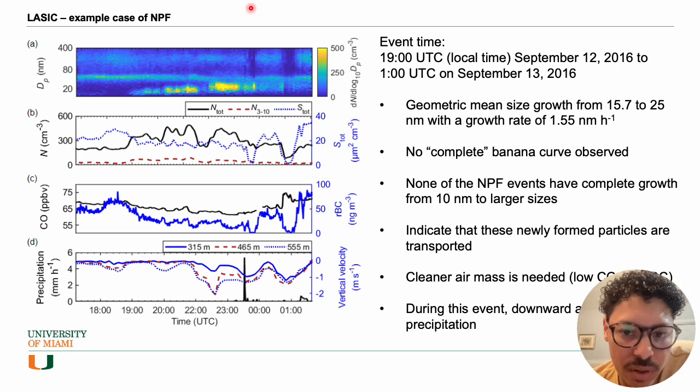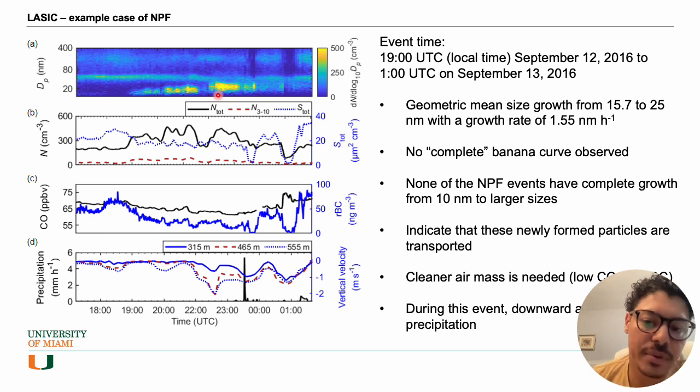We see that there is a growth, but no complete banana curve was observed in this event. And in fact, none of the NPF events observed at Ascension Island contain a continuous growth from 10 nanometers to larger sizes, suggesting that NPF is unlikely near the surface of the island. This is most likely due to the relatively high concentration of pre-existing aerosols from continuous generation of sea spray and the impact of African biomass burning aerosols entrained from the free troposphere.